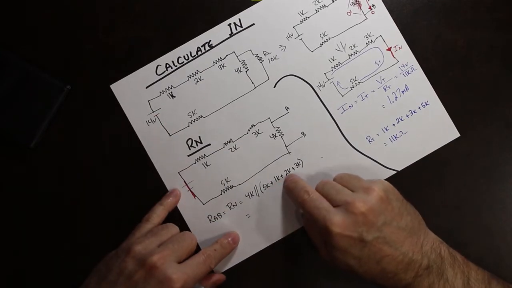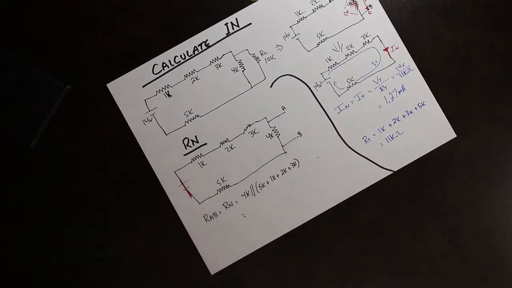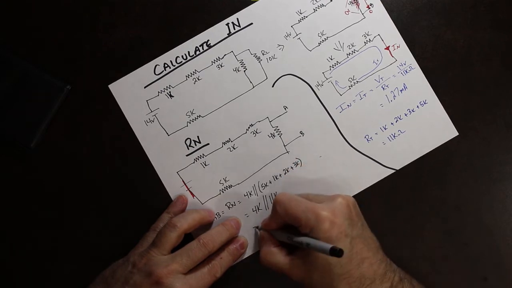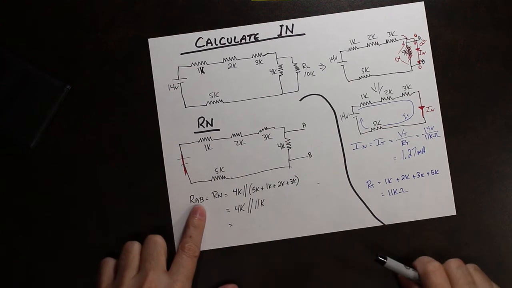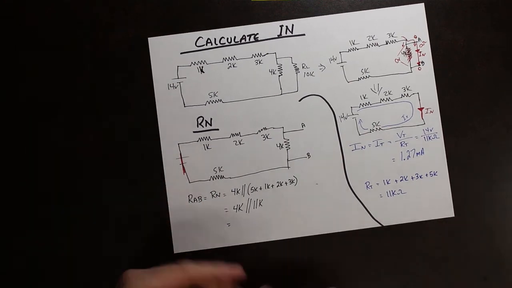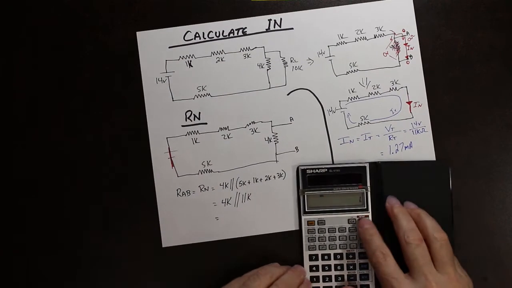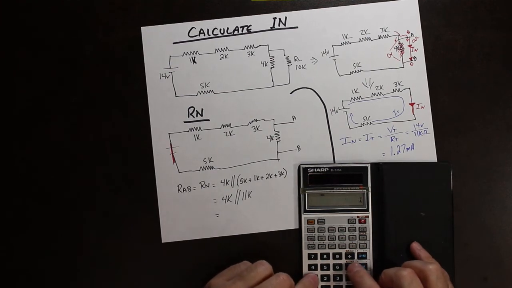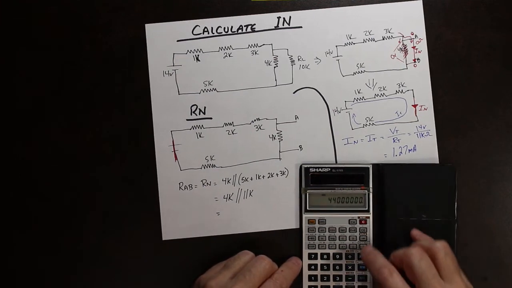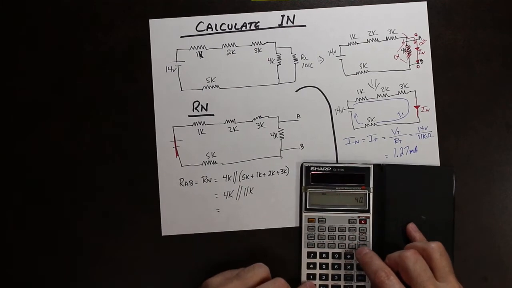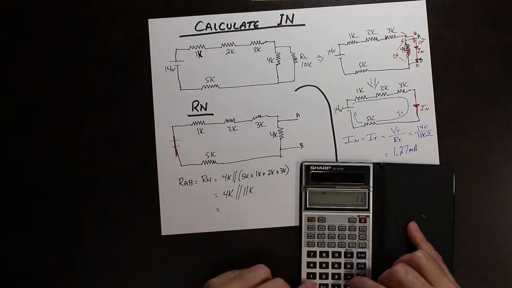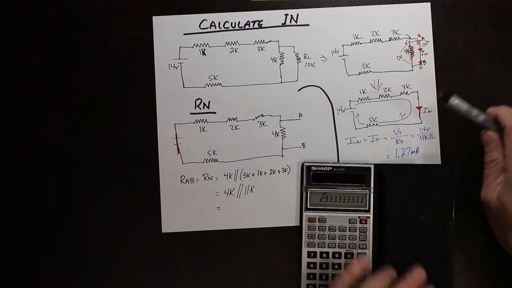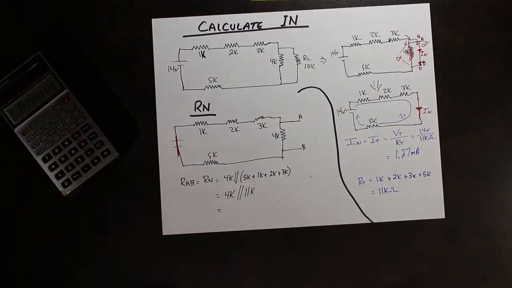So 5, 6, 7, 8, 9, 10, 11. So we end up with 4K in parallel with 11K. And that will become the resistance from A to B, which is also Norton's resistance. So again, two resistors in parallel, so we can figure this out fairly simply. So we got 4,000 times 11,000, divided by 4,000 plus 11,000 equals 2.93K.